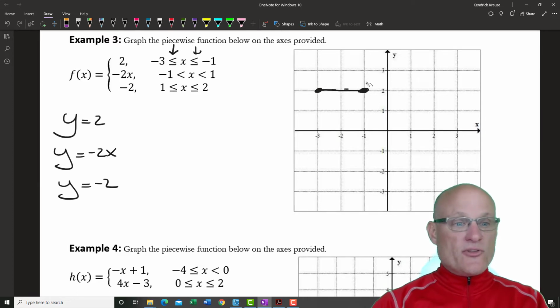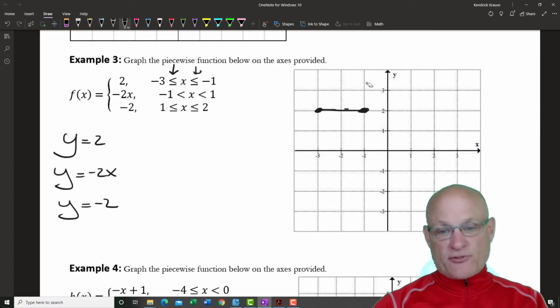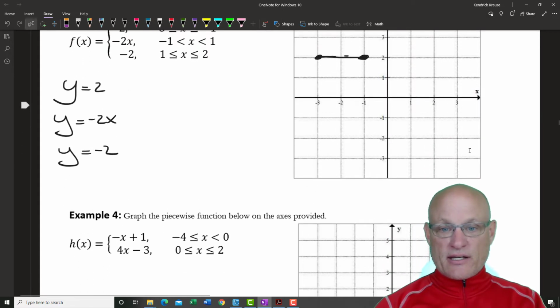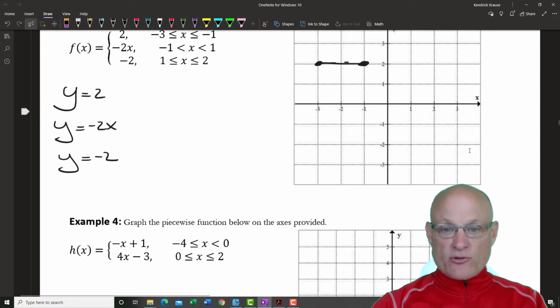All right. So this one is the line y equals -2x. So let me do this nice and lightly in a different color. Starting at the origin, because it's the y-intercept, I'm going to go down 2 over 1. Down 2 over 1. So that's all this.